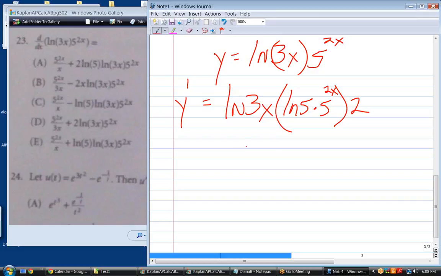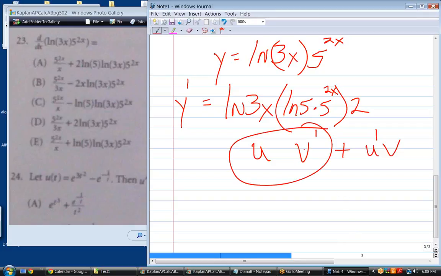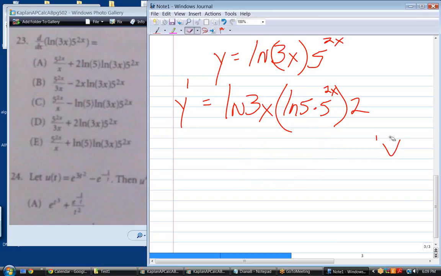Now, all we did was u v prime. We have to add to that the reverse, which is u prime v, right? I mean, using the product rule. So far, we only have this much of it. So what's the second part? So it's plus, and now we're going to take the derivative of that times that.